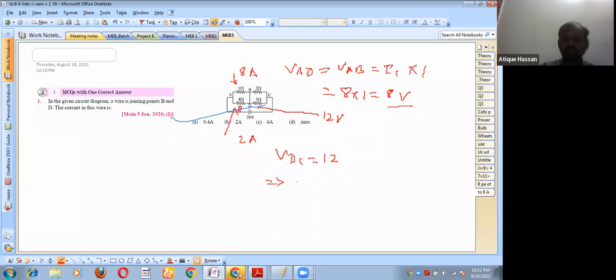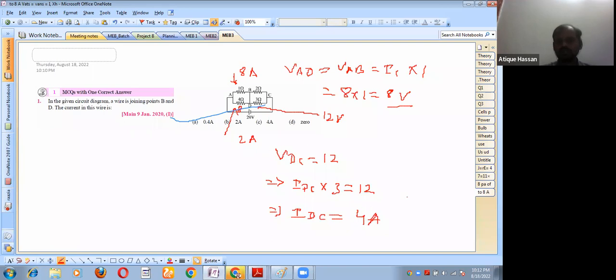Now what can we write? Suppose the current through DC is IDC. So IDC into 3 is 12. So from here you get IDC. IDC will be 4 ampere. Current through DC is 4 ampere.